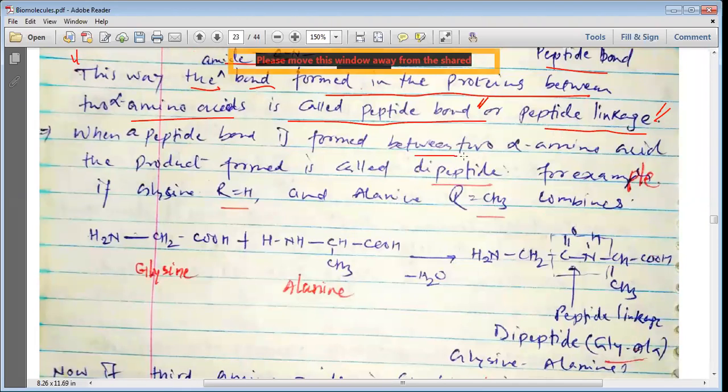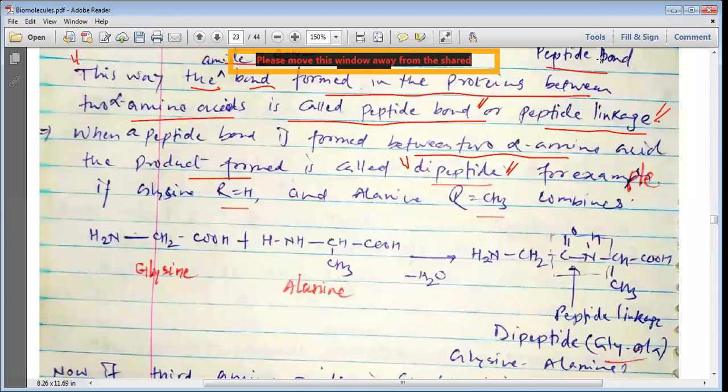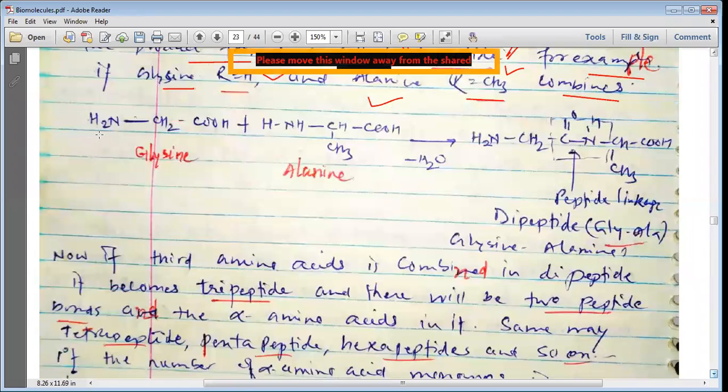When a peptide bond is formed between 2 alpha amino acids, the peptide formed is called a dipeptide. Please remember, my dear students, when a peptide bond is formed between 2 alpha amino acids, the product formed is called dipeptide. For example, if glycine, that is R is equal to H, and alanine, where R is equal to CH3, combine, let us see what happens. Here you have glycine, where CH2 is bonded with NH2 and COOH, and here you have alanine, where R is equal to CH3.